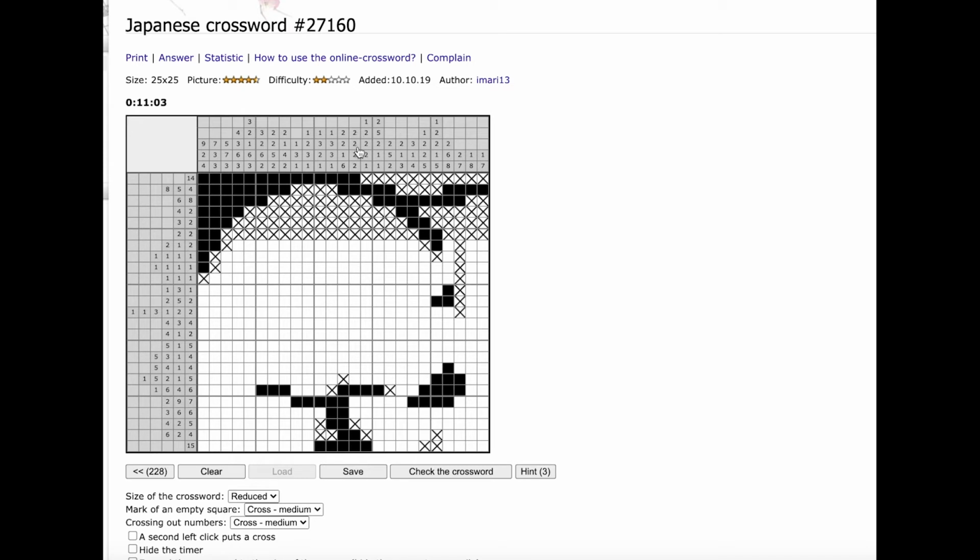Ooh, okay, there's a 2, 2, 2, 2 right here. So this can't be filled in because it would be a 3, not a 2. Boom, cross that off. Okay, we're just too good.